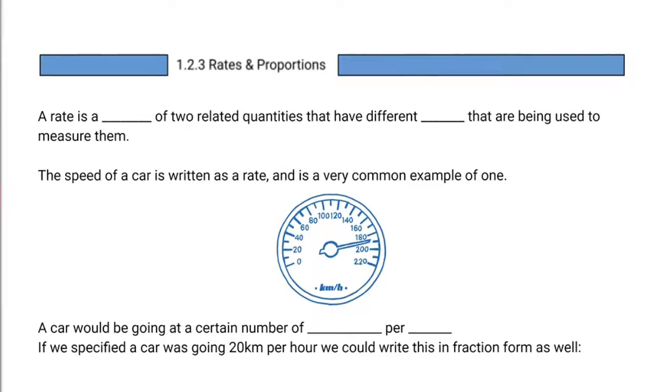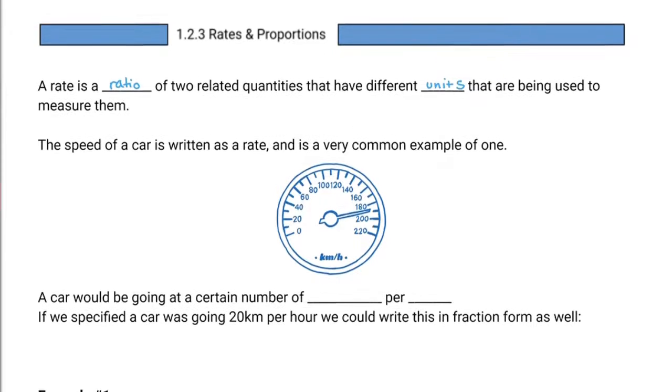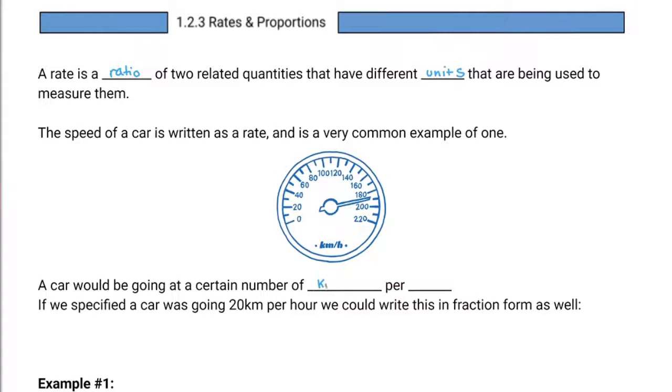So let's talk about rates and proportions. So what is a rate? A rate is a ratio of two related quantities that have different units that are being used to measure them. A very well-known example of a rate would be the speed of a car. We can say a car is going 60 kilometers per hour or 20 kilometers per hour, and so on. Essentially, we're saying a car would be going a certain number of kilometers per a certain number of hours.